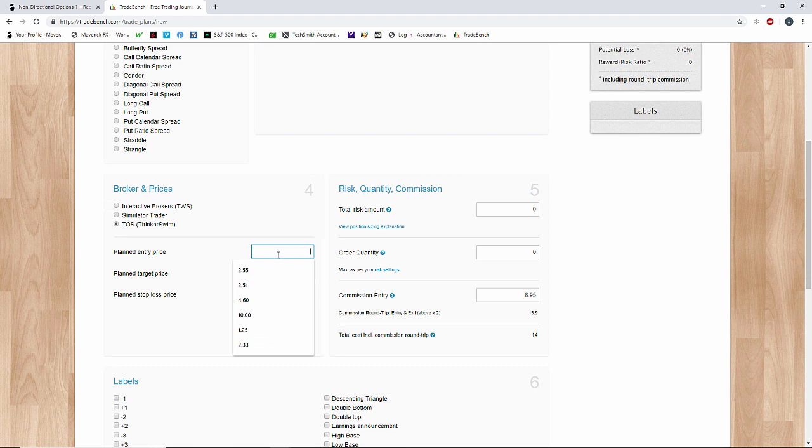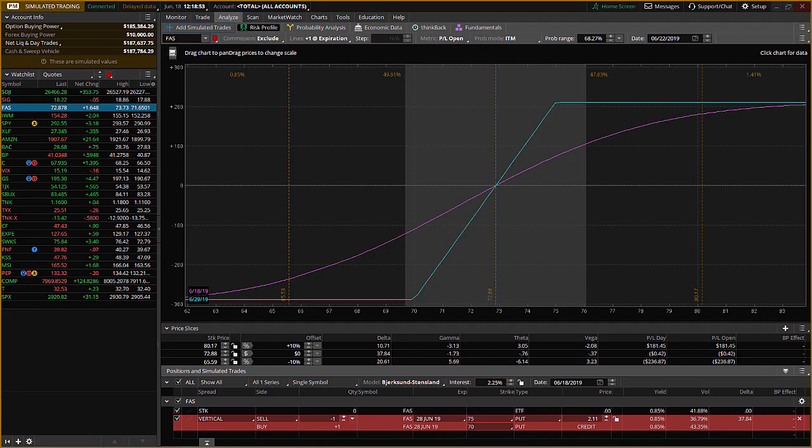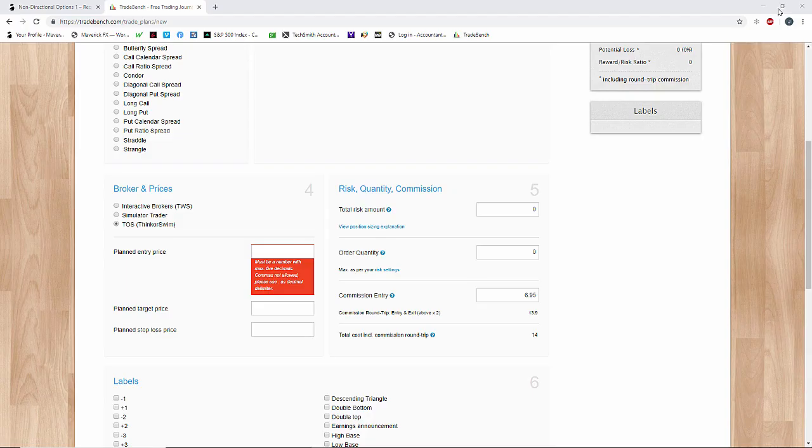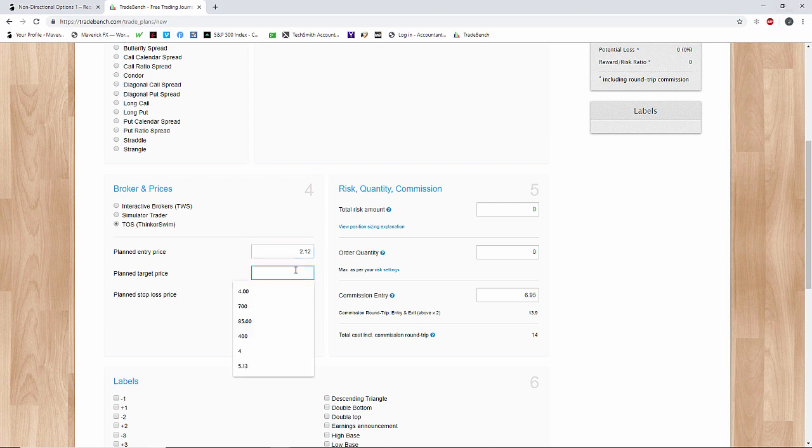Now my planned entry price, excuse me folks, was for the 212 credit that we had right here. It's 211, but I'll call it 212. So we're going to go to our 212 credit, 2.12. Our planned target price is for this to go to 0, but it doesn't like 0, so you have to go 0.01.